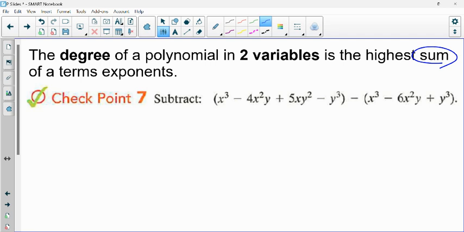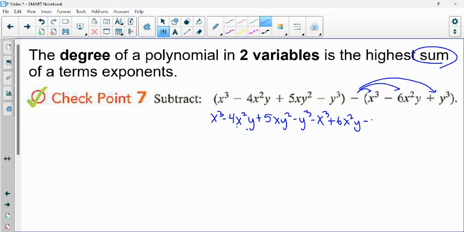We have subtraction, and there's parentheses around that. We're subtracting that whole polynomial. So therefore, that means we have to distribute that negative sign through. So I'm going to take it and distribute this negative sign through. I do not need parentheses around that first polynomial, so I'm not going to write them. And then I distribute that, so I'd have negative x cubed plus 6x squared y, and then minus y cubed.